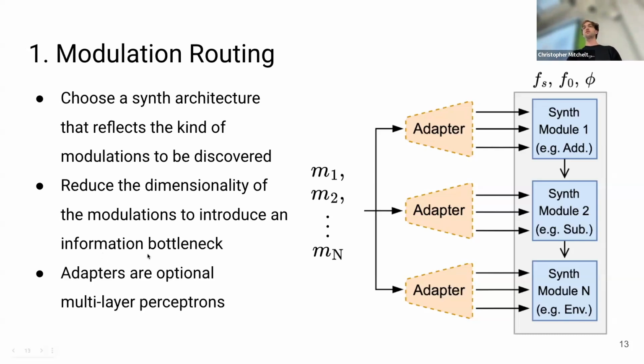And this introduces an information bottleneck. All of this will reduce sound matching quality since you are reducing the expressivity of the synth, but it's always a trade-off between expressivity and interpretability, right? And these are multi-layer perceptrons. They're very lightweight and they're causal, so at inference time, you can use them very easily. So that's the first step, modulation routing.